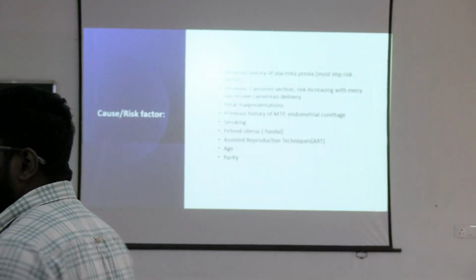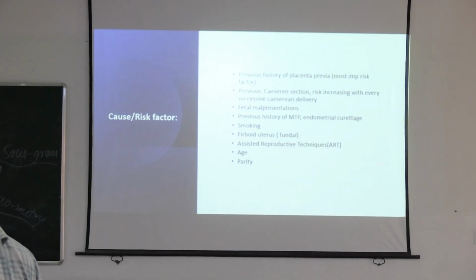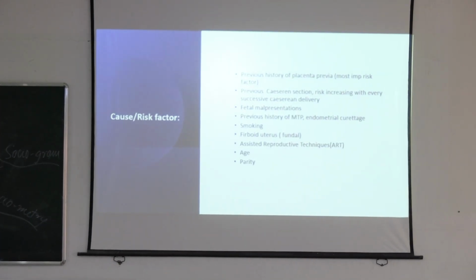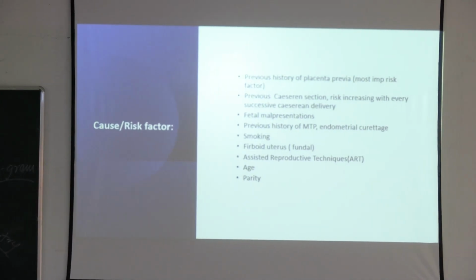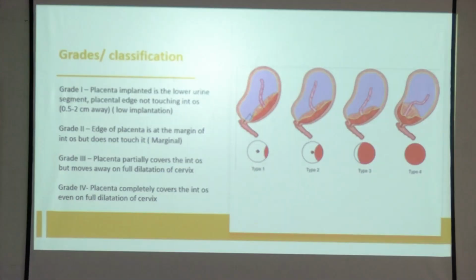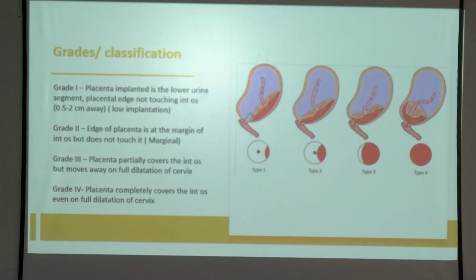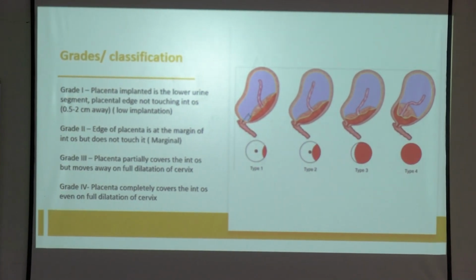The most important risk factor for a placenta previa is a previous placenta previa. A patient who has had placenta previa once will again have placenta previa. Other risk factors are previous cesarean sections, any kind of fetal malpresentations, smoking, alcohol intake, etc. This one you need to know. There are 4 types of placenta previa, grade 1 to 4.